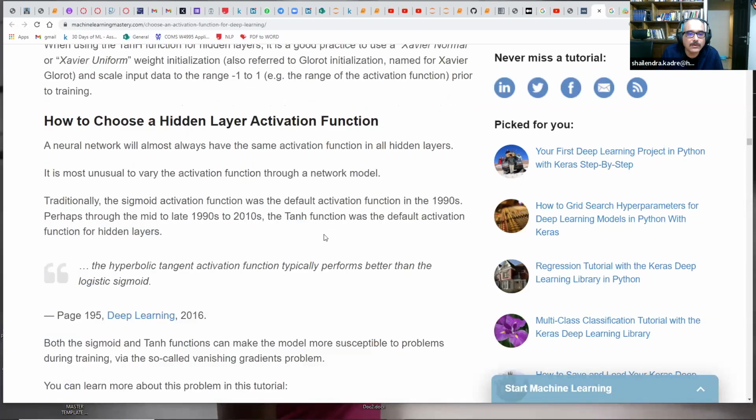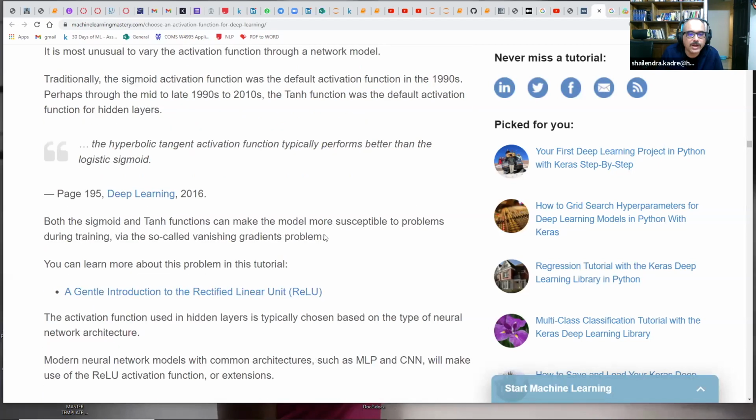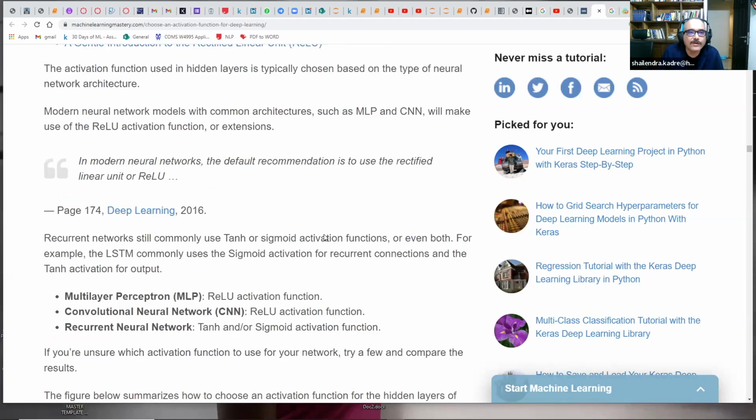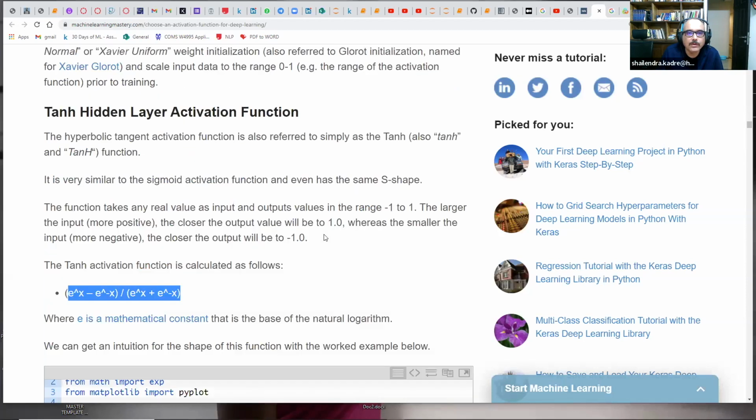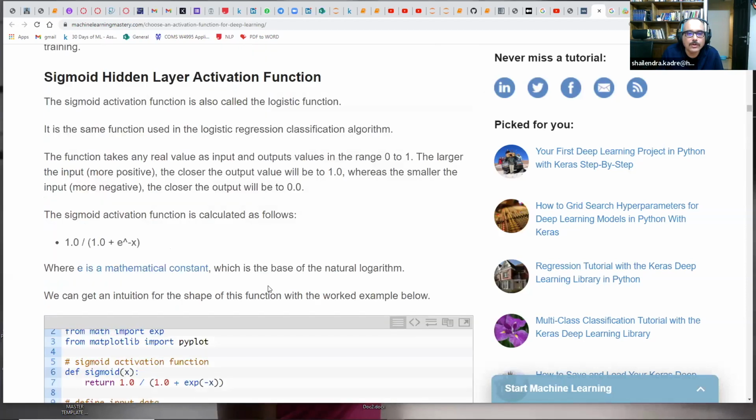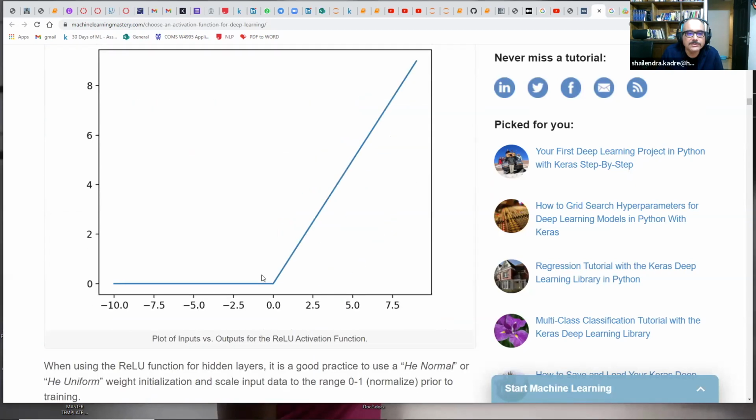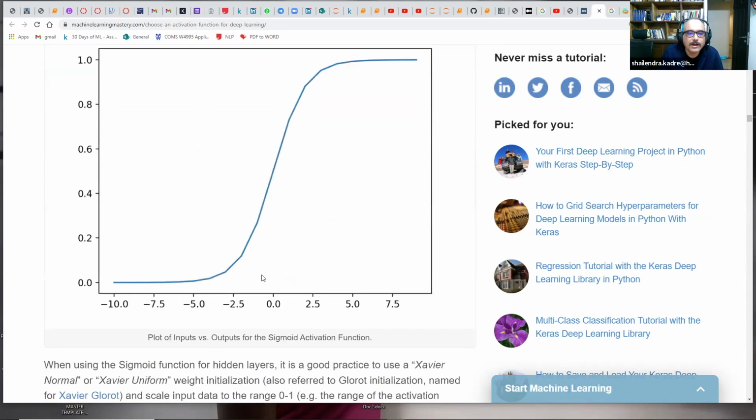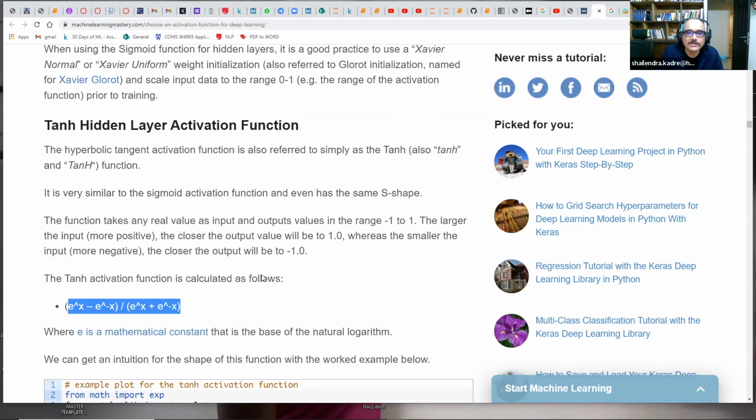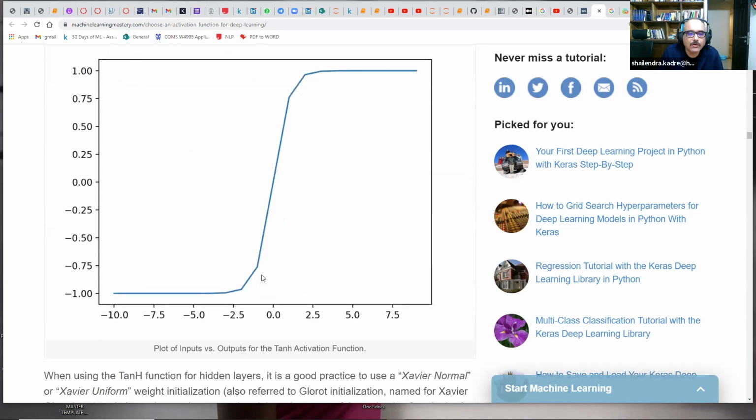Then there are only 3 functions given here. So 3 main functions. One activation function is ReLU. I have shown you ReLU, this function. Then sigmoid, this function, between 0 and 1. And tanh, which is between -1 and 1. So how to choose an activation function?